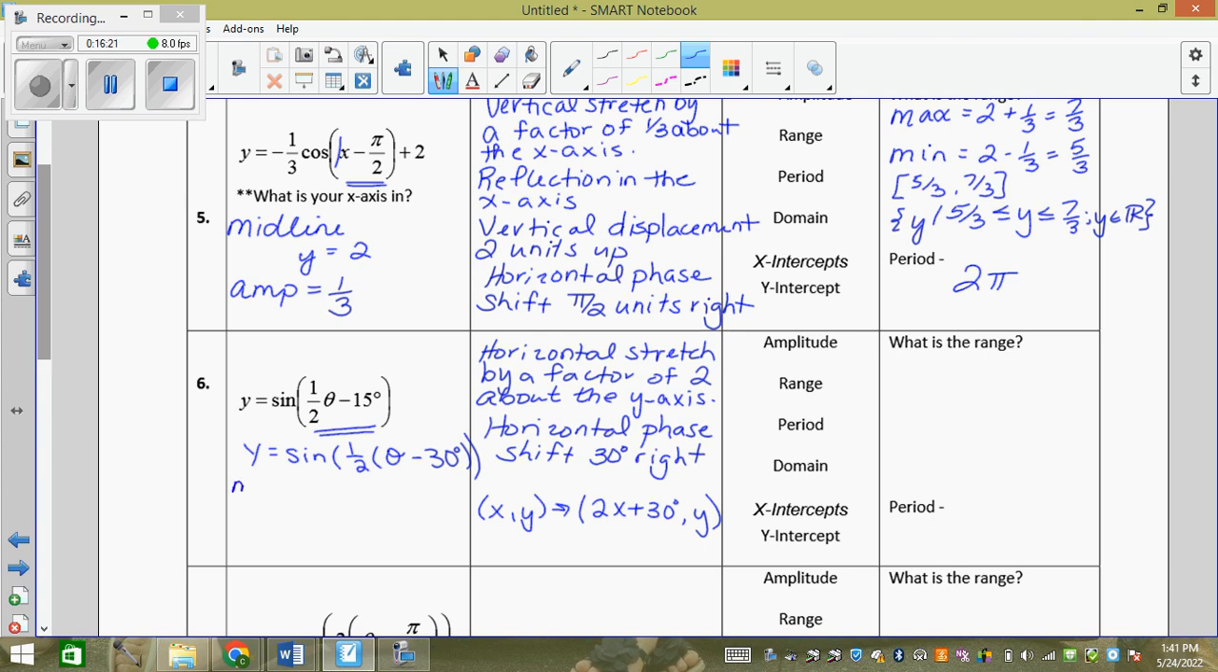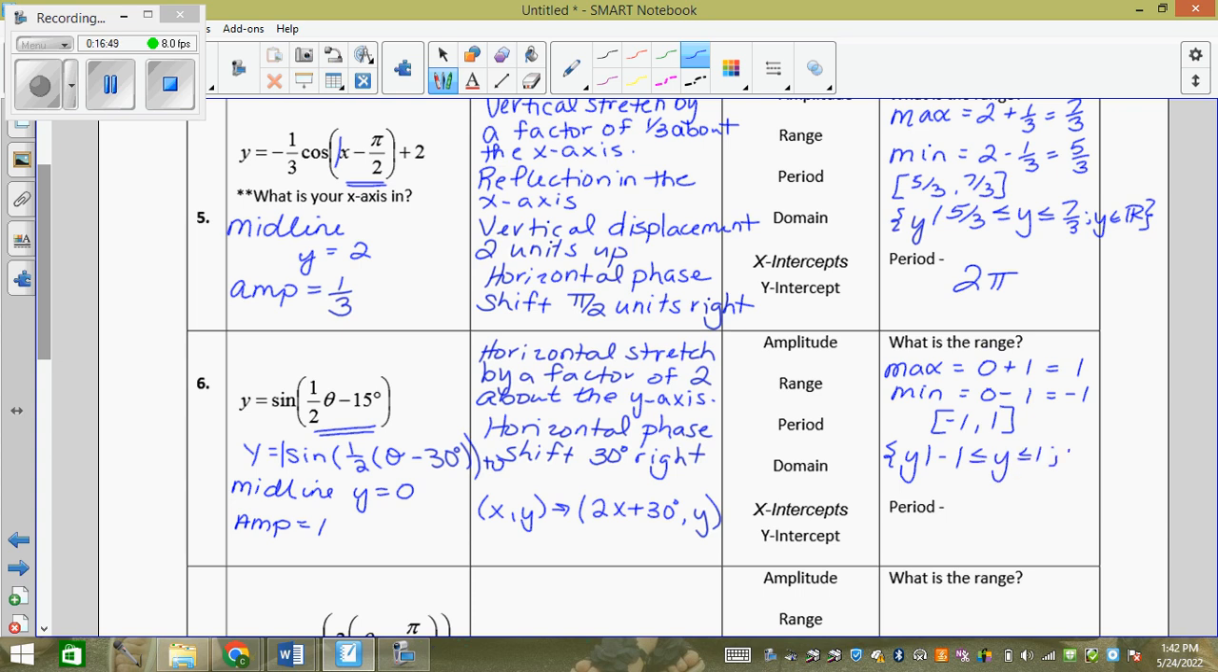Our midline is still my d value, hasn't changed. y = 0. My amplitude is 1, because I can go plus 0 at the back, and I can add a 1. So my maximum is 0 plus 1, which is 1. My minimum is 0 minus 1, which is -1. In interval notation, it's -1 to 1. In set notation, it's -1 is less than or equal to y is less than or equal to 1, y is a real number.